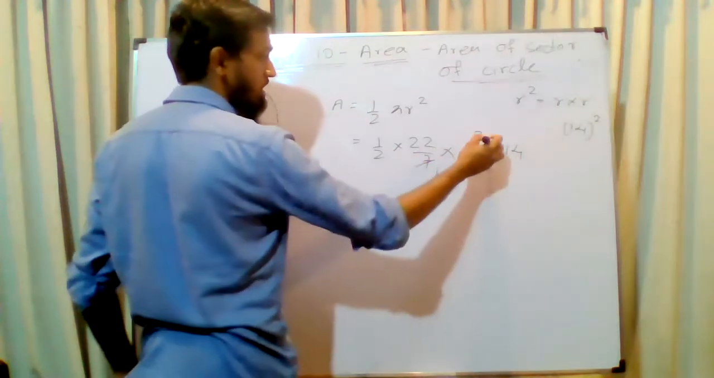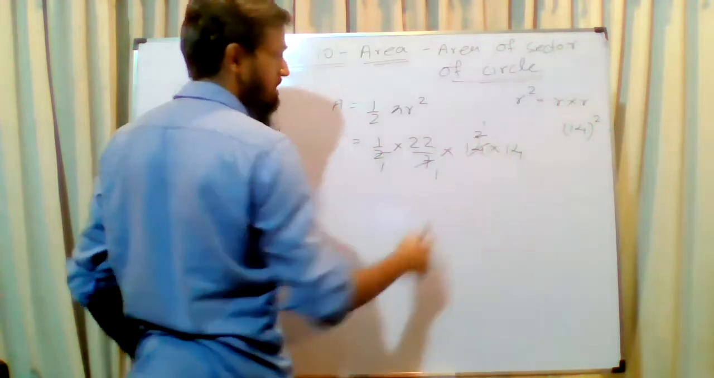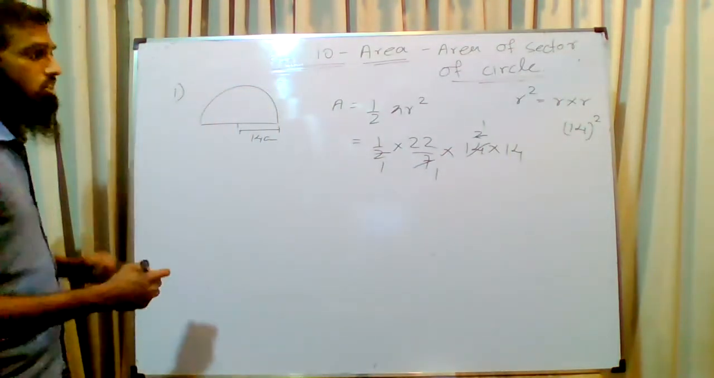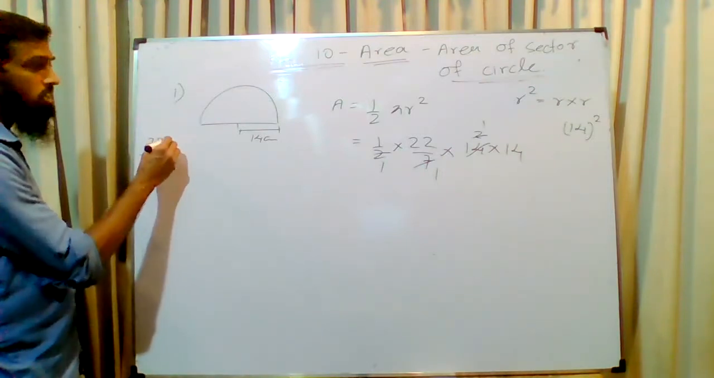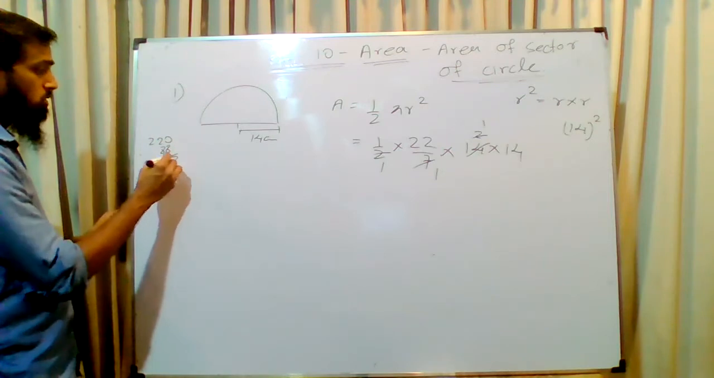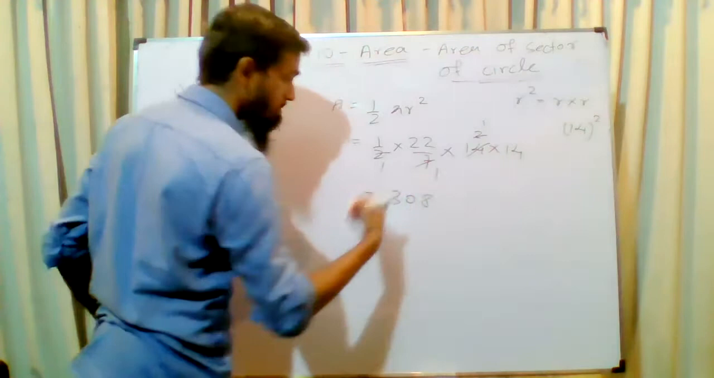7 times 1, 7 times 2, 2 times 1, 2 times 1. So it is 22 into 14. So 22 into 10, 220. 4 into 22, it's 88. So it's 308.